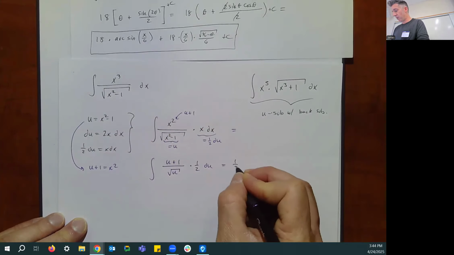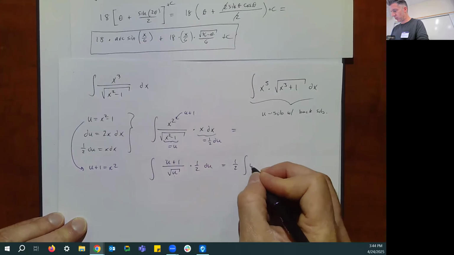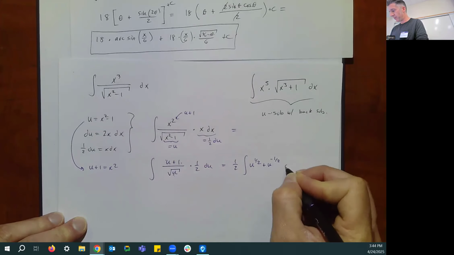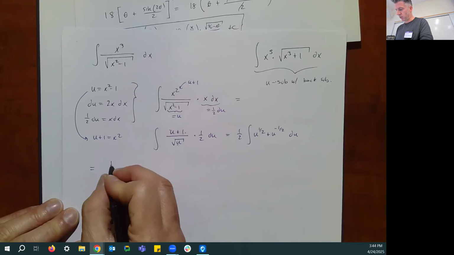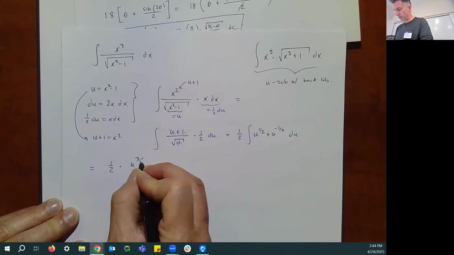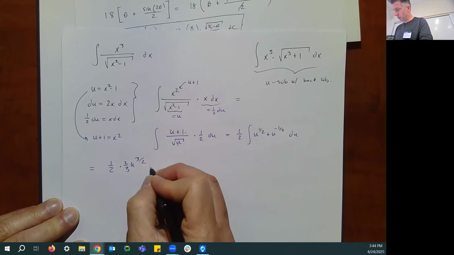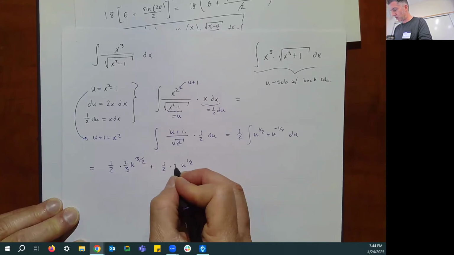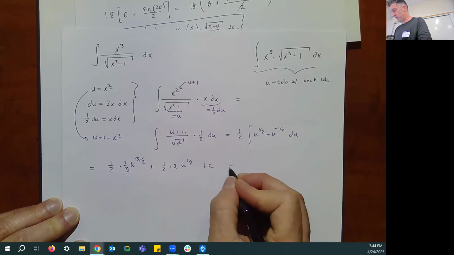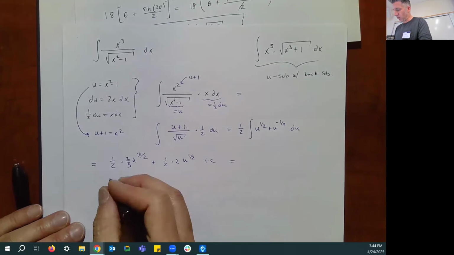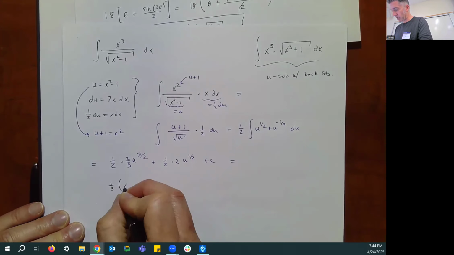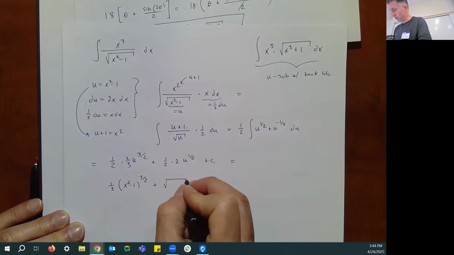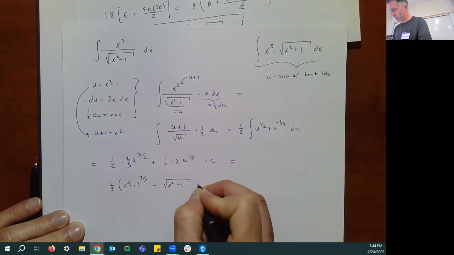Pull the 1/2 out in front. U divided by root u is root u, or u to the 1/2. 1 divided by root u is u to the negative 1/2. Anti-differentiate, you get 1/2 u to the 3/2 times 2/3 plus 1/2 u to the 1/2 divided by 1/2, or times 2, plus c. Simplify and plug back in. You're going to get 1/3 times x squared minus 1 to the 3/2 plus 1 times the square root of x squared minus 1 plus c.